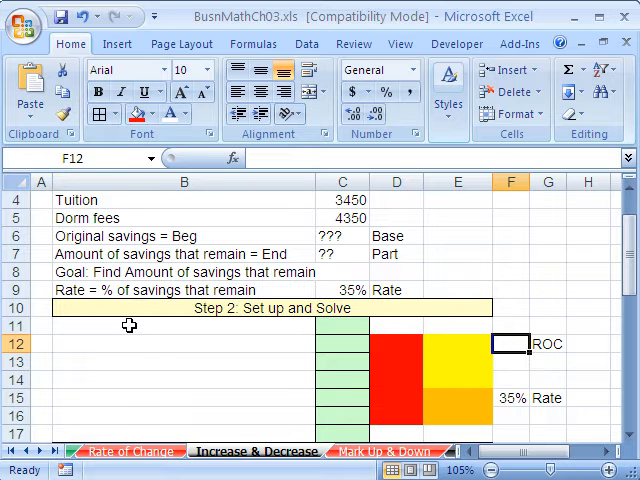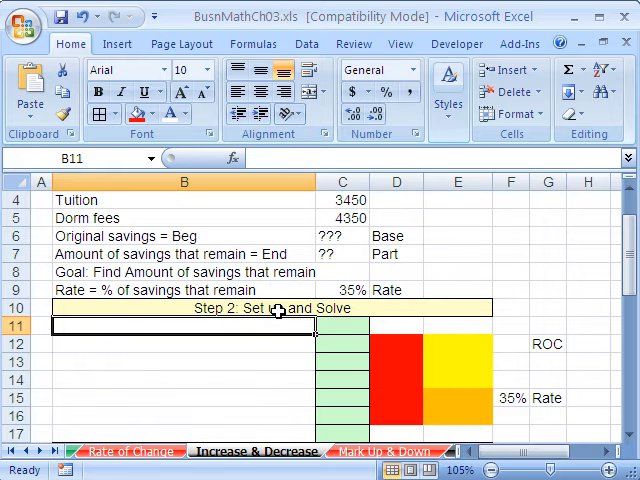Now let's think about this. Let's see if we can... We don't quite have enough room. Let's write our formulas out here. So our goal is to find the amount of savings. We don't quite have enough room, so I'm going to write my formula right here.